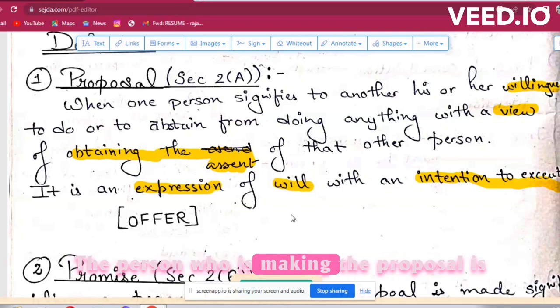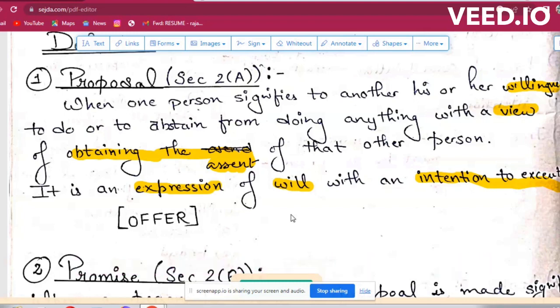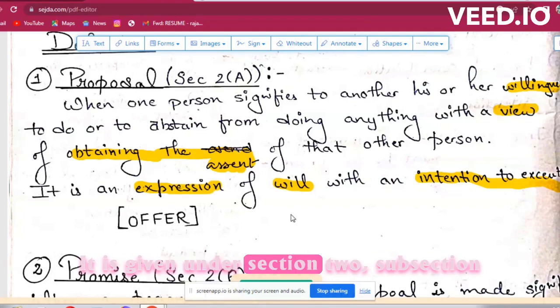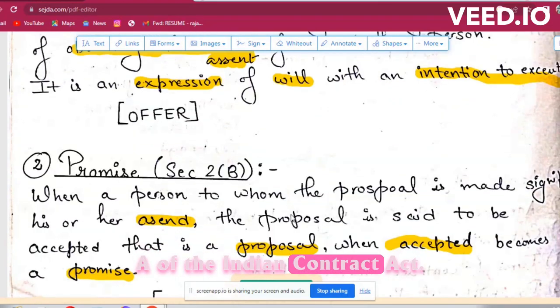The person who is making the proposal is said to be the offerer or the proposer. It is given under Section 2, subsection A of the Indian Contract Act.